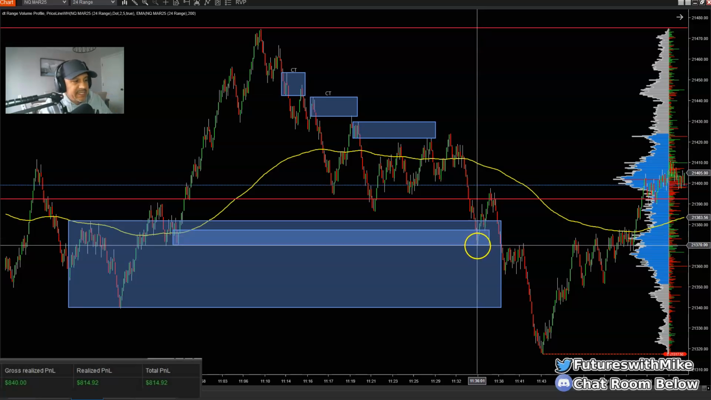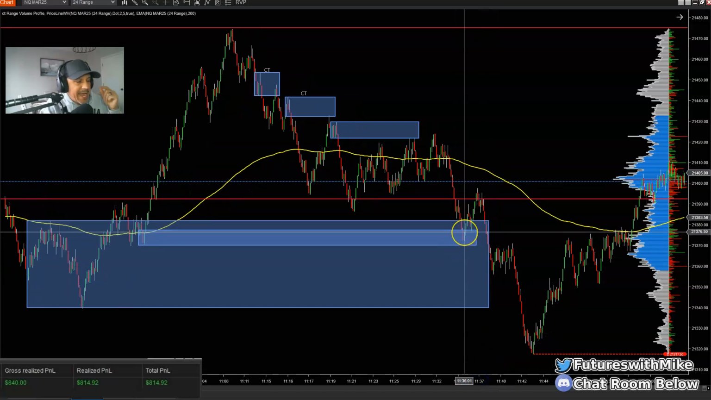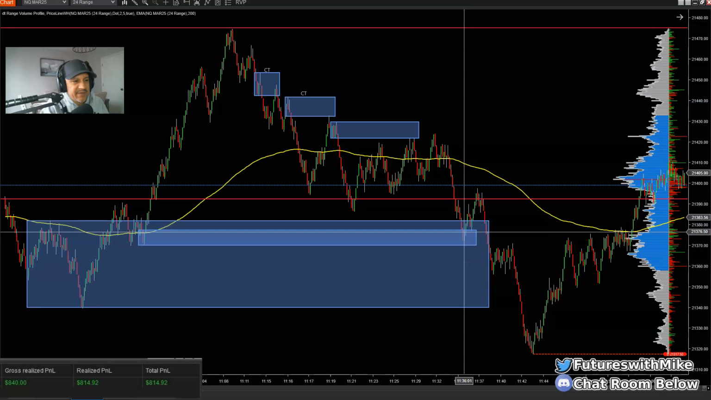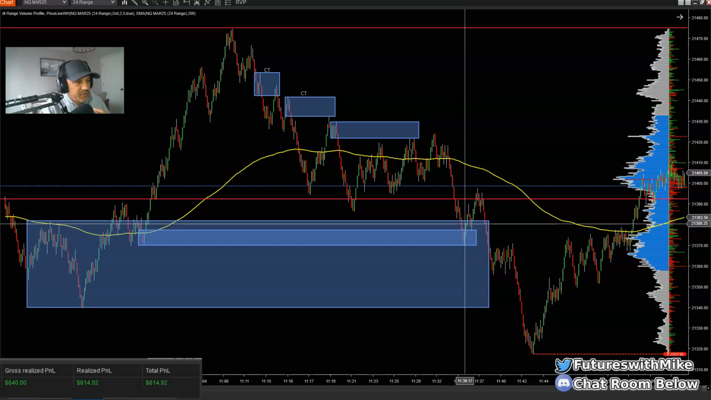First, I'm looking to see if we get reaction or rejection. Right here, that bullish candle here, I can get in aggressive at 21,376 or 377, or wait for the break and close of the next candle, which is at 21,380.